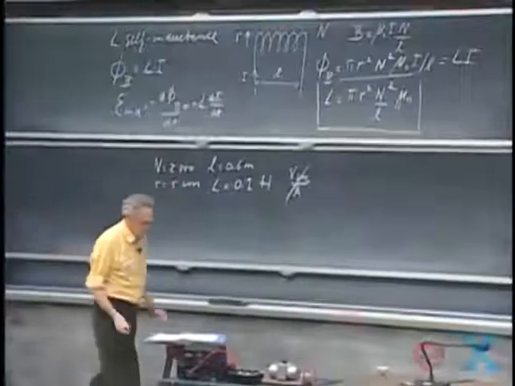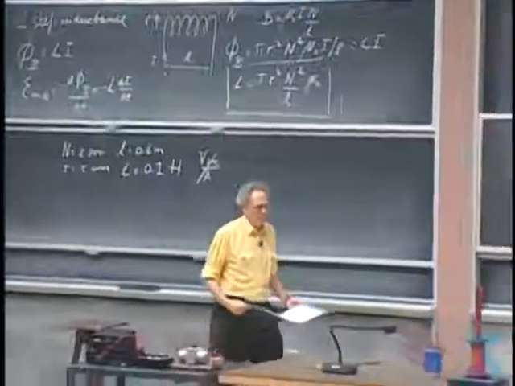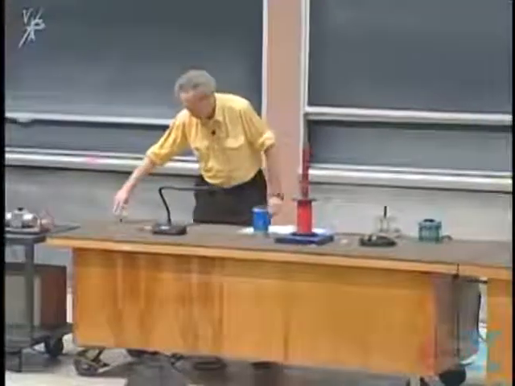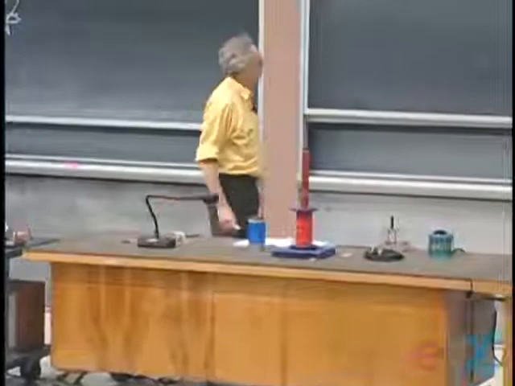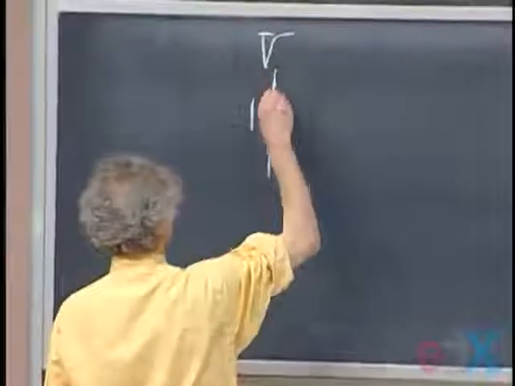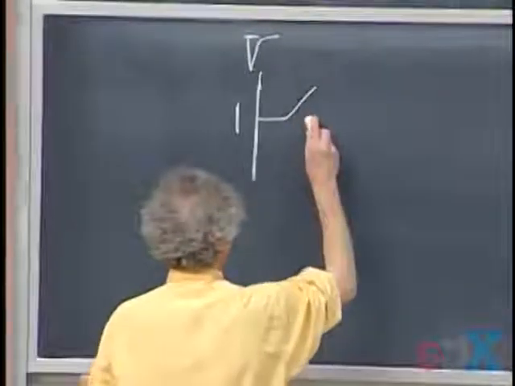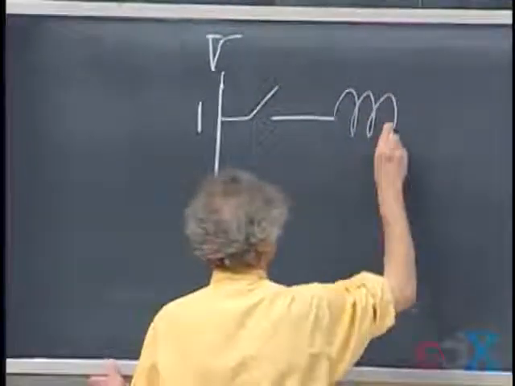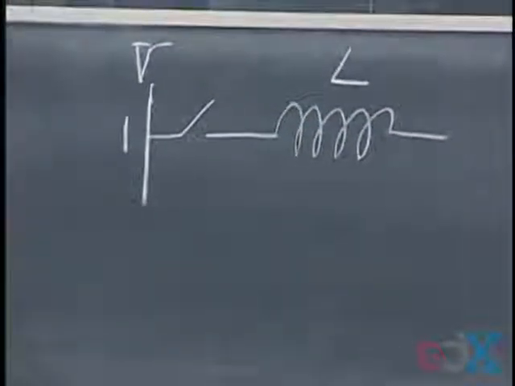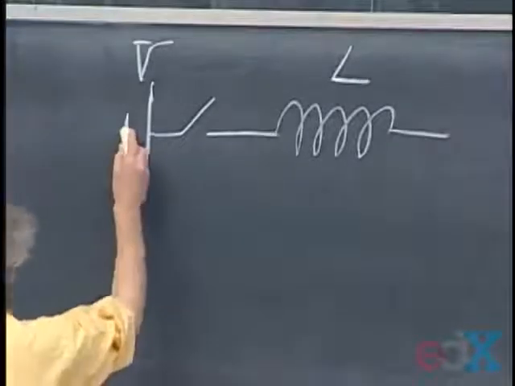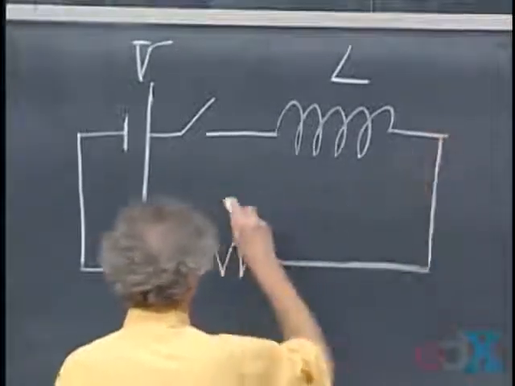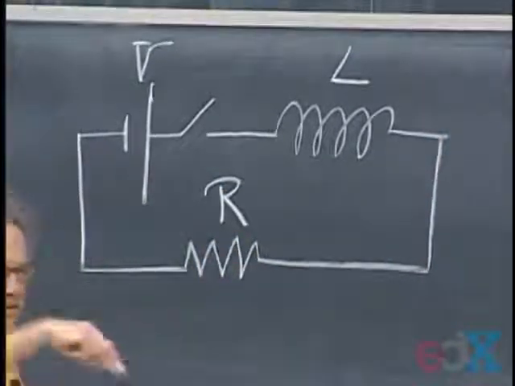And so now what I want to do is to show you the remarkable consequences of the presence of a self-inductor in a circuit. And I start very simple. I have here a battery which has EMF V. I have here a switch, and here I have a self-inductor. We always draw a self-inductor in a circuit with these coils. And we also have in series a resistor, which we always indicate with these teeth.